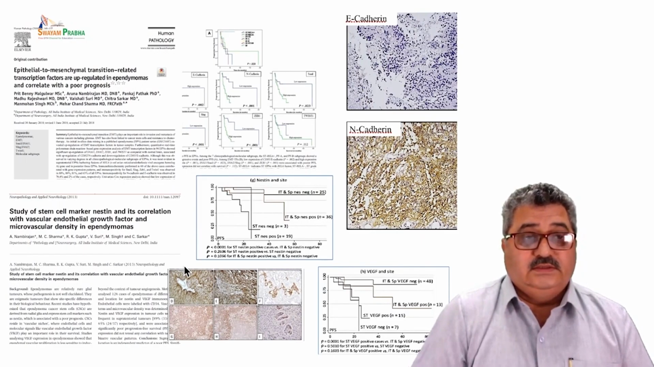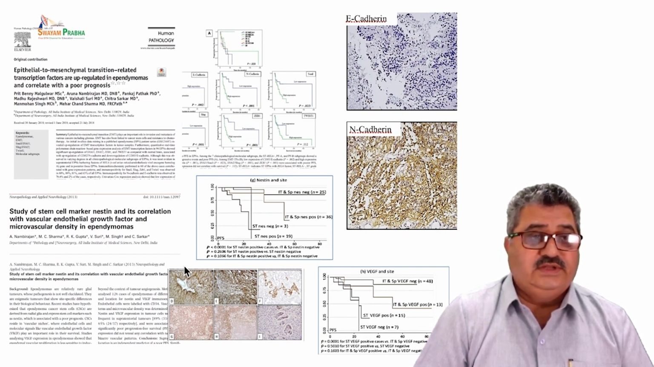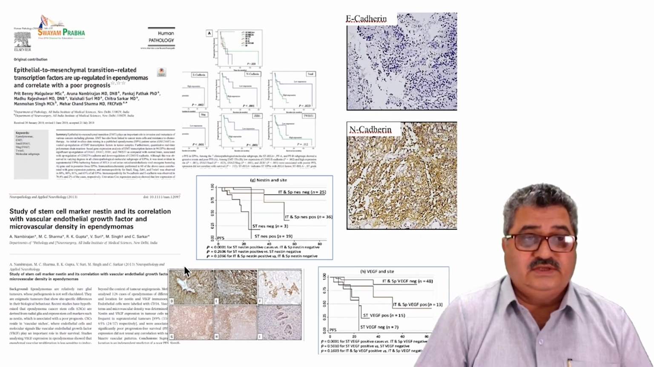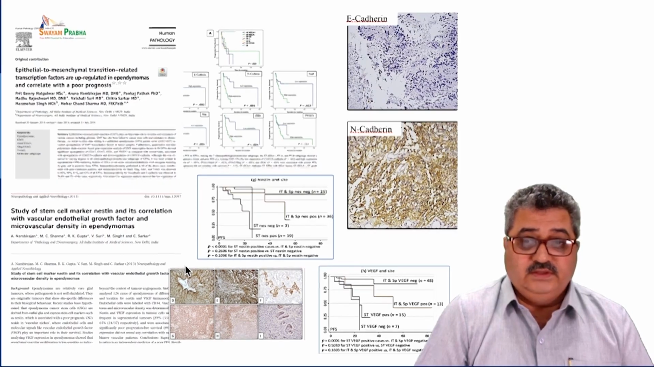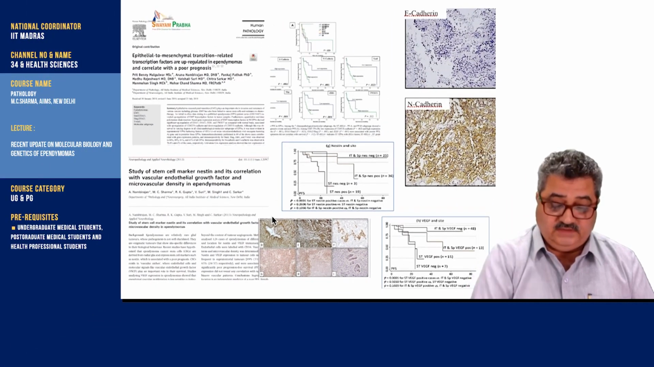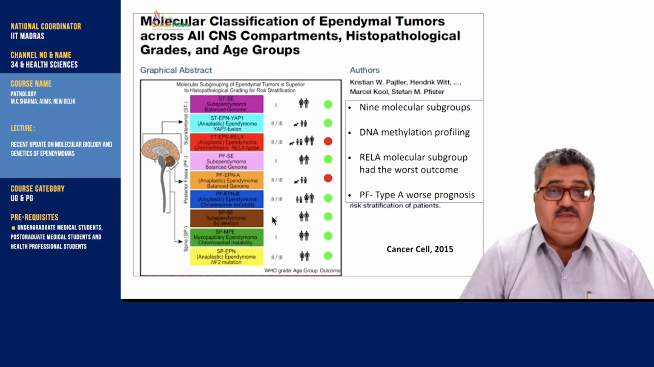Now why do these RELA fusion positive ependymomas have a worse prognosis? It is not clearly known, but some of the studies, for example in our study, we have shown that epithelial to mesenchymal transition is more common in the RELA fusion. The stemness markers, nestin, and vascular endothelial growth factor are more common in these RELA fusion positive tumors. That may be the reason, the stemness, that these tumors don't respond to chemotherapy.